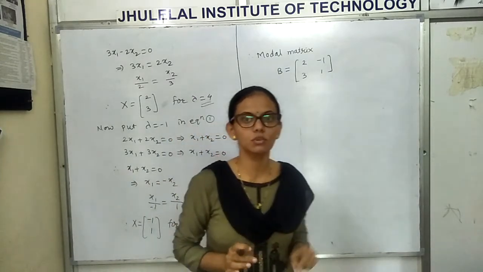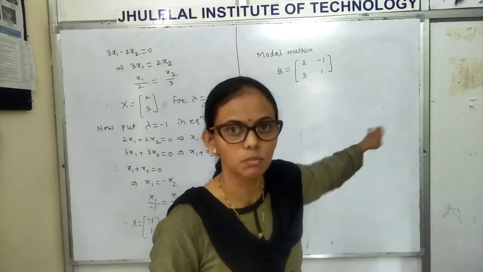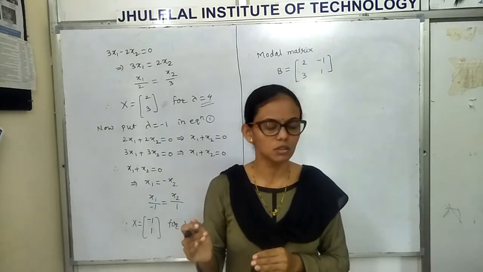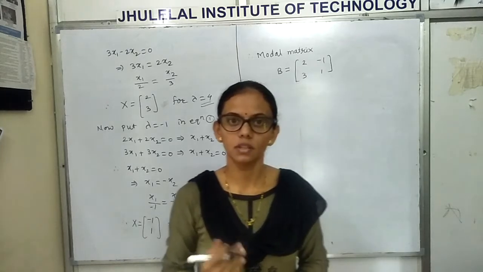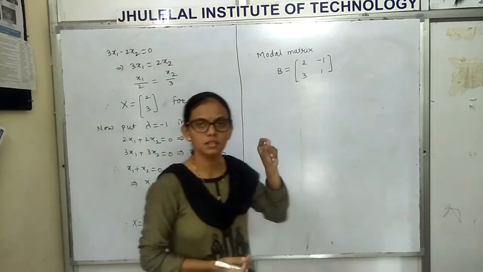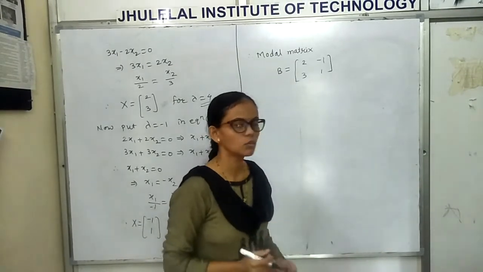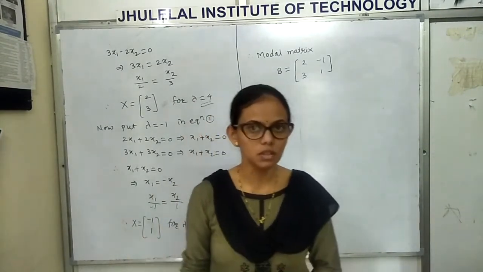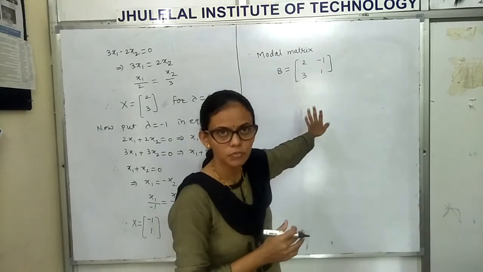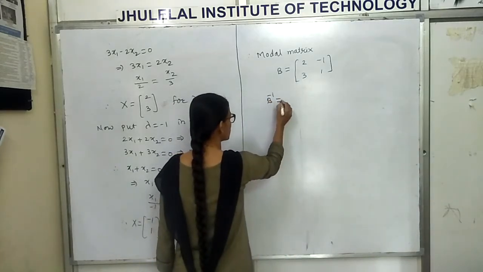If in the question it is asked to calculate only the model matrix, then we have to stop here. But if the question is to diagonalize the matrix, or reduce the matrix to diagonal form, then we have to go ahead. The diagonal form, as we have discussed, D is given by B inverse AB. So for that we require B inverse, A and B. A is the given matrix, the B matrix we have calculated here, and then B inverse. To calculate B inverse, we can substitute this matrix in the calculator.